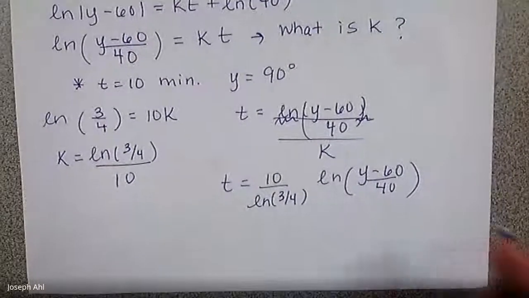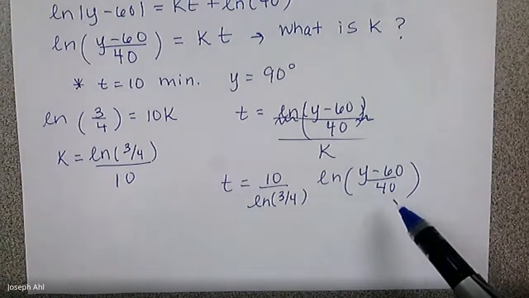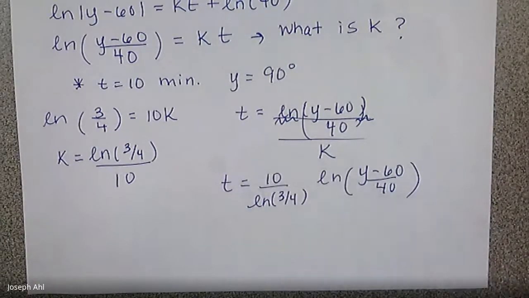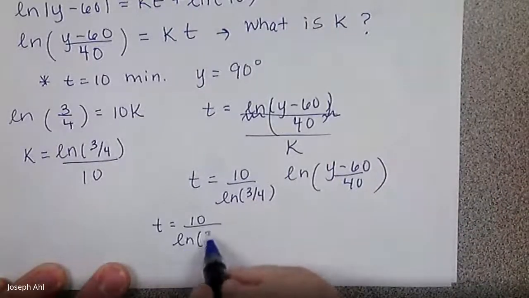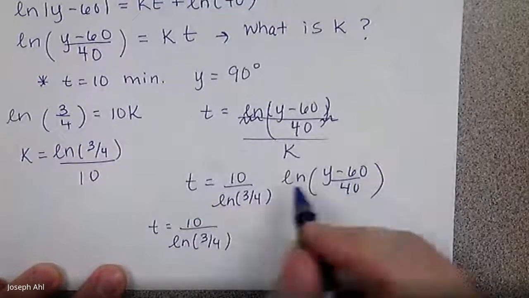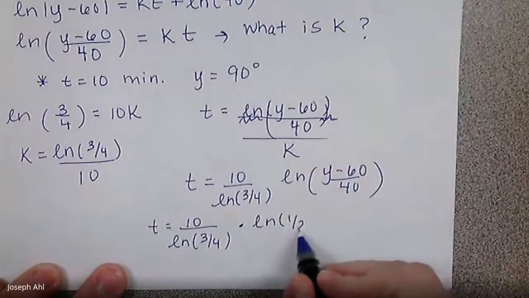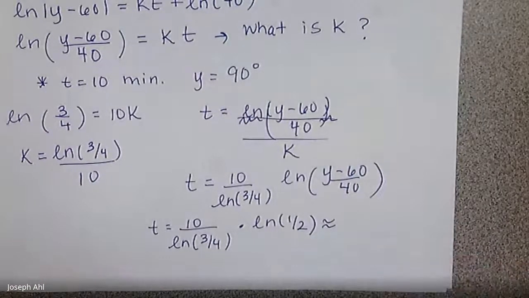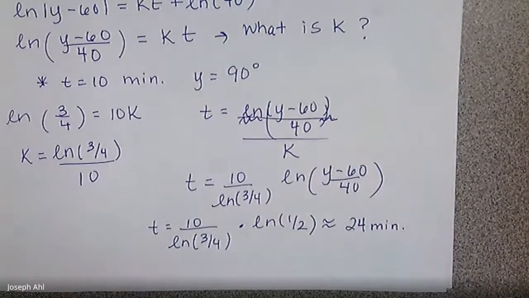Okay, so we finally have this expression where we've gotten k, the constant of proportionality. We can figure out how much time it takes to get to any given temperature y, and the temperature we're concerned with is 80 degrees. If we plug in 80 for y, we get t equals 10 divided by ln of 3/4, times ln of, well, 80 minus 60 is 20, and 20 divided by 40 is ln of a half. If you type that in the calculator, it will take approximately 24 minutes. I'm just going to shortcut us there, so you guys double check me on the calculator that it takes 24 minutes.